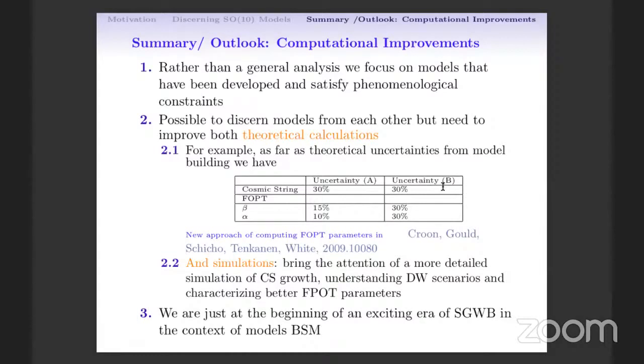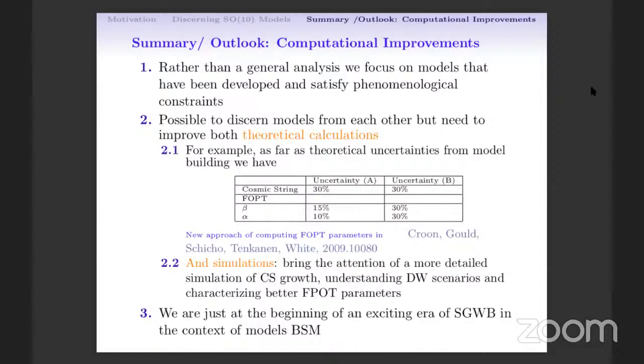So obviously the message is the following. It is possible and it is exciting, but we need to make a lot of effort from the model building point of view in order to bring down the uncertainty and to pin down the scale at which, for example, the string happens, or these parameters, in order to reduce the theoretical uncertainties.